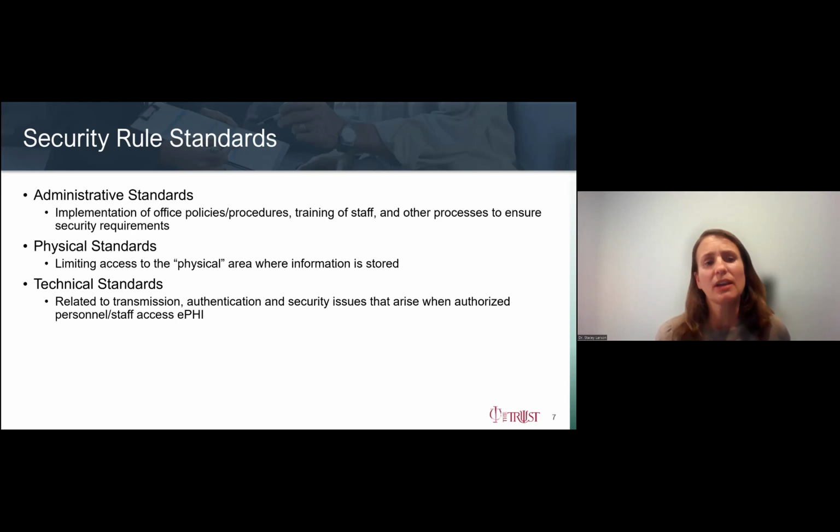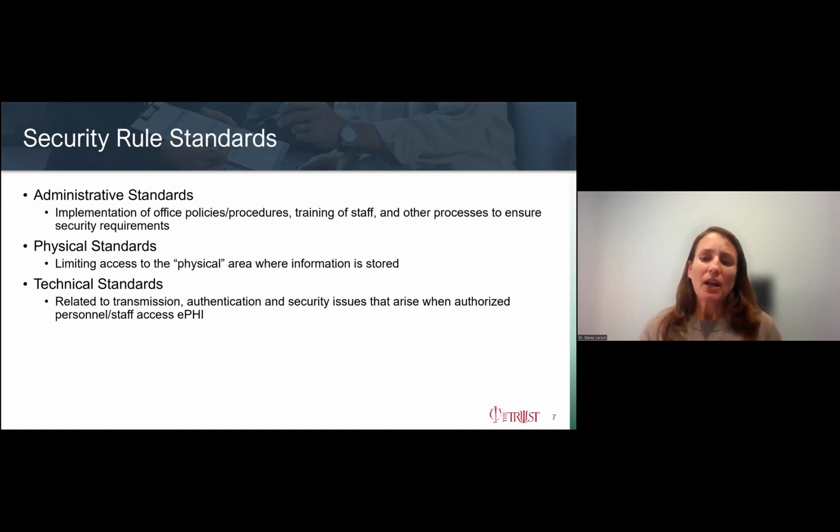And then technical standards is related to that transmission, authentication, and security issues that may arise. And that comes with the aspects of a covered entity implementing those technical policies and procedures that allow only those authorized persons. So this could be as simple as ensuring that every staff member in your office has a different login or sign-on code, and that people don't use each other's information to log in. That gets at an issue of access. So you need to know who's accessing what and when they're accessing it. And if people are sharing codes, you can't tell if it's Stephen or Barbara who had logged in at a certain time.